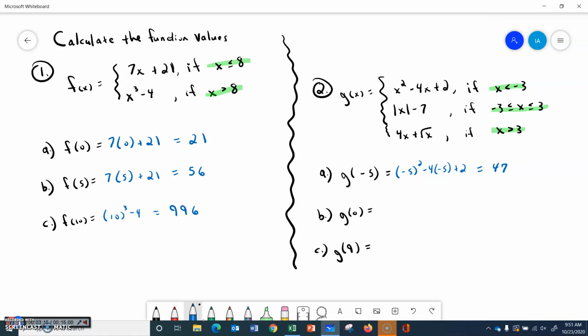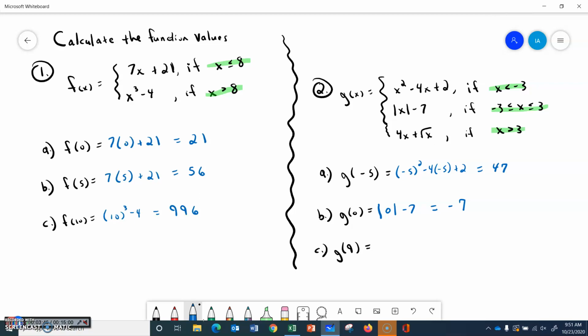Alright. g of 0. Let's go through our options over here. Is 0 less than negative 3? No. Is 0 between negative 3 and 3? Yes. So we'll use the middle one, which is the absolute value of x, which is absolute value of 0. Let's clean that up. I made a mess there. Absolute value of 0, and then minus 7. So 0 is just 0, so we get minus 7.